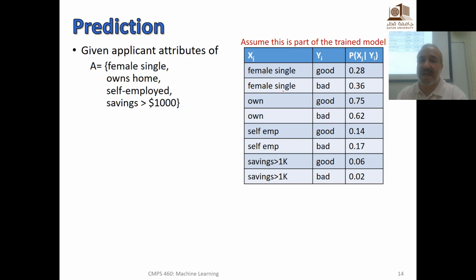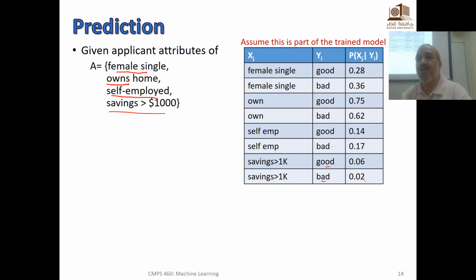It's not an assumption, this is exactly what we need. And this is just part of the trained model. But that's the part that we actually need for this example. How did we know? Look at the feature values. We need a conditional probability of female single given good and given bad. And we need owns given good and bad. We need self-employed given good and bad. We need savings greater than 1,000 given good and bad. These are the rows from the trained model that we need for this example. And let's say that these are the computed probabilities already.